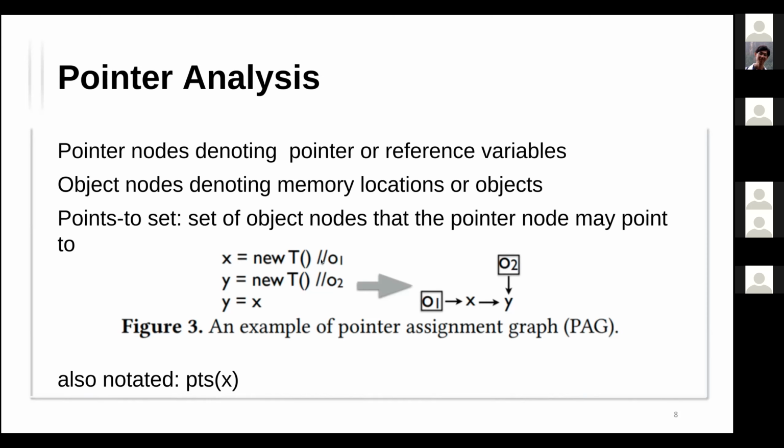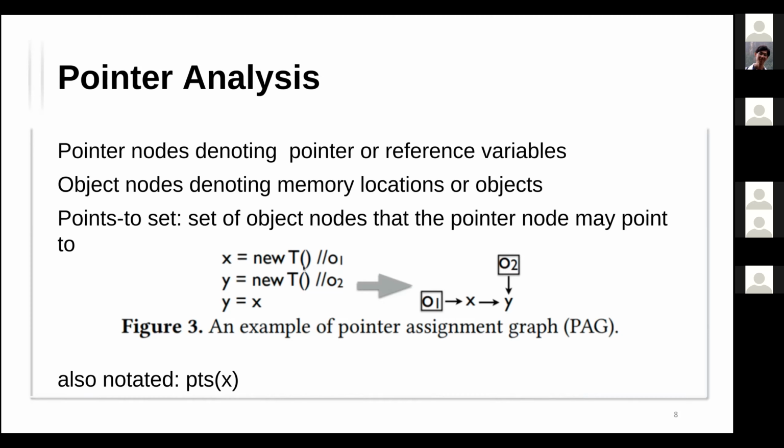As an example, let's say we have this sequence of code: x equals new T, and then y equals new T. In this case, we have a reference x pointing to object O1, created by this new T.